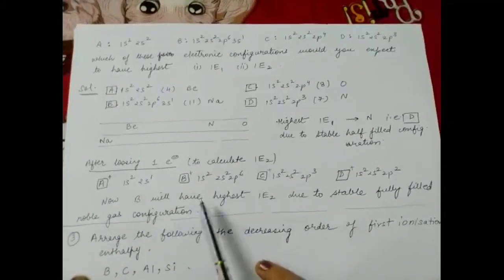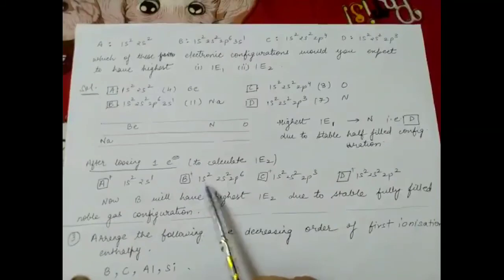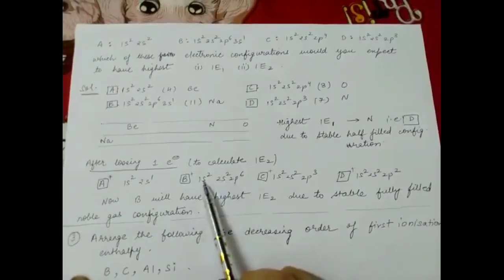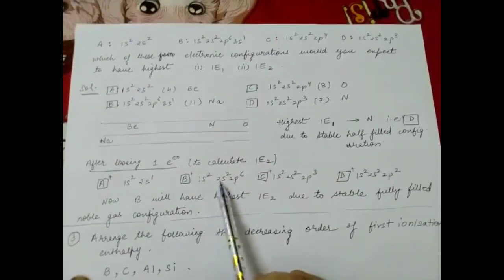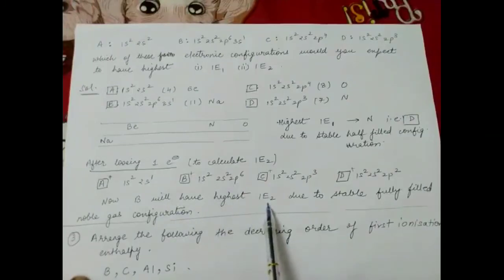Now if you see the configuration of the second element, B plus, it is 1s2, 2s2, 2p6. The first orbital is filled, the second is also filled, and 2p is fully filled. It means it is equal to a noble gas configuration. So which has the highest IE2? That is B, because of the stable noble gas configuration.